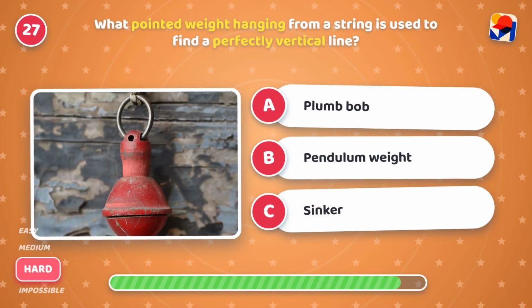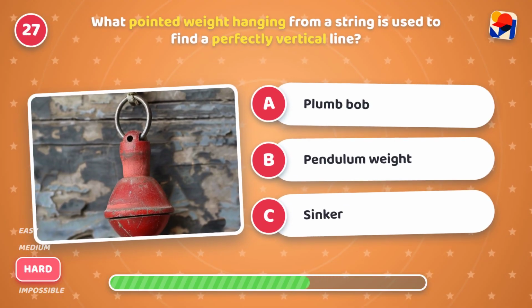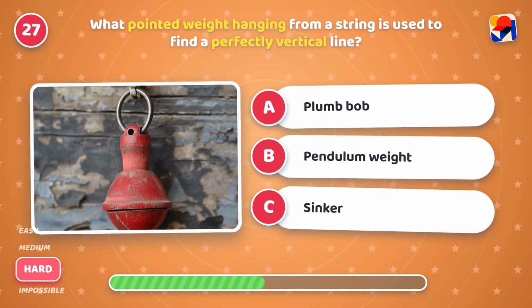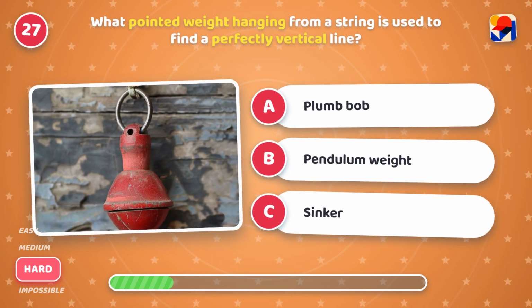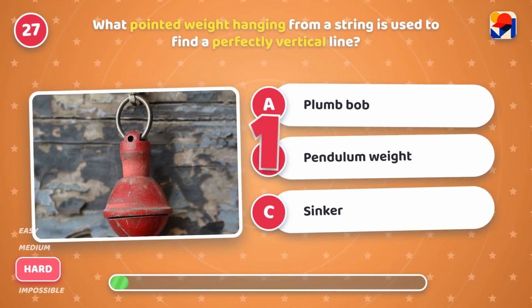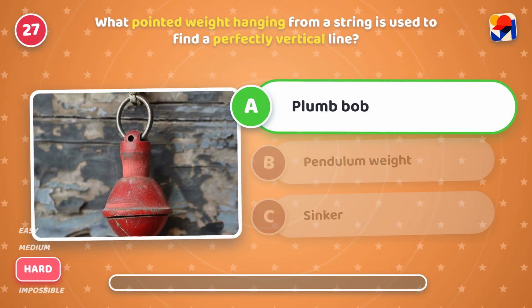What pointed weight hanging from a string is used to find a perfectly vertical line? Is it A, plumb bob, B, pendulum weight, or C, sinker? It's A, plumb bob. Gravity makes it vertical.